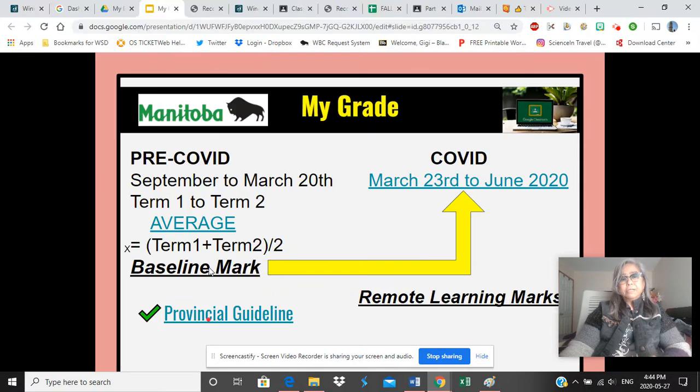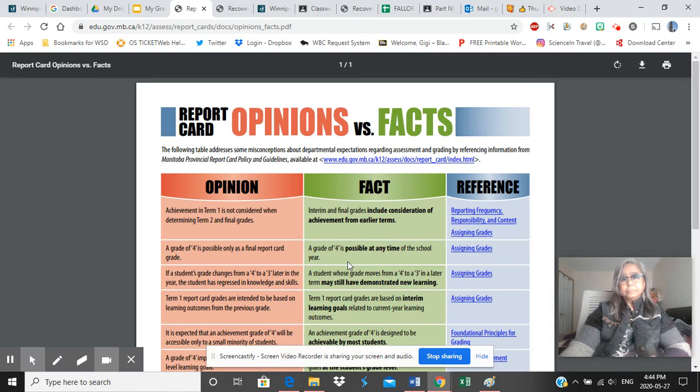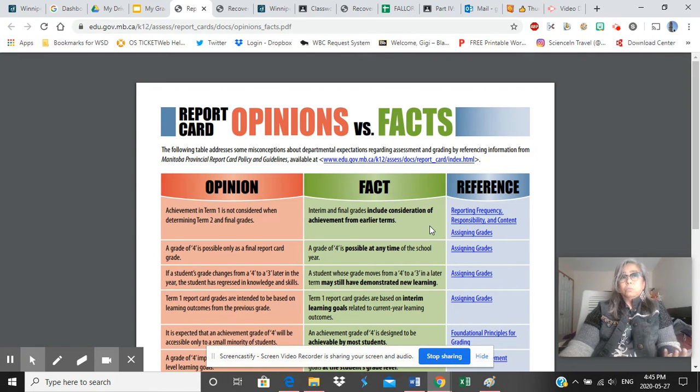By the provincial guidelines again, this is part of the document. It says that it is just proper and just that the interim and final grades be included in considering the achievement from the earlier terms, which is true because what if you got a better mark in term one compared to term two? So it is wise, and I think it's more just if we take the average of the two term marks.